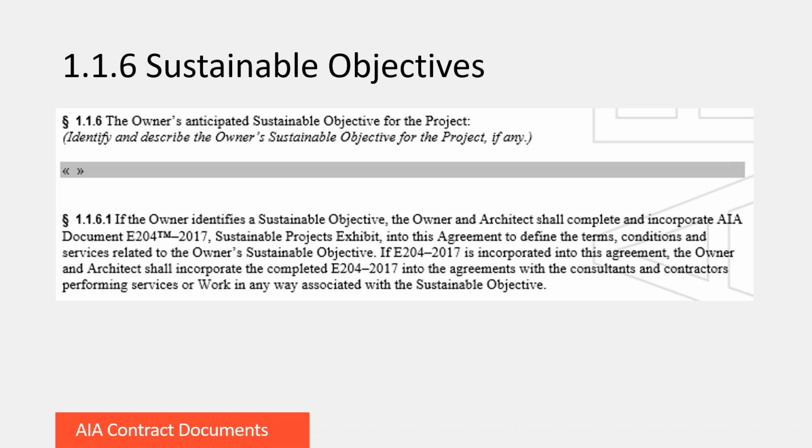The E204 is a really good document to use in tandem with the B101. It helps you think through all of the specifics of sustainable projects. And so if it's applicable, fill out the E204 and attach it to the document. But if there's no sustainable objective, list not applicable so that it's clear that you aren't being held to that standard through the design project.